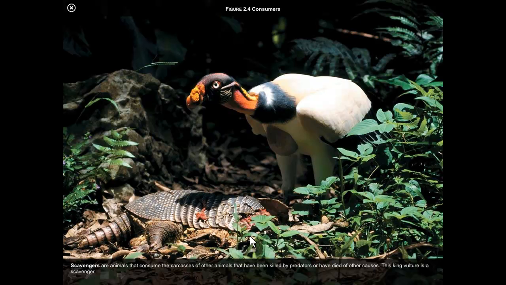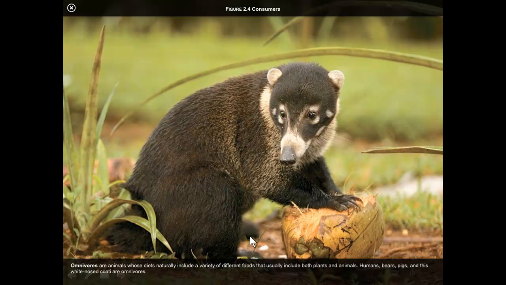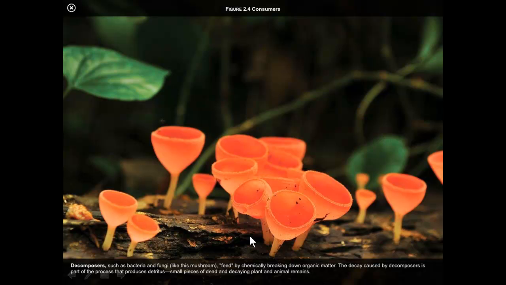Here we have a scavenger because it eats dead animals. Here we have an omnivore because it can eat either plants or animals. This is a decomposer. Things like mushrooms can actually grow on or through their food, and they use chemicals to break it down and decompose it, and then they absorb the nutrients from it.